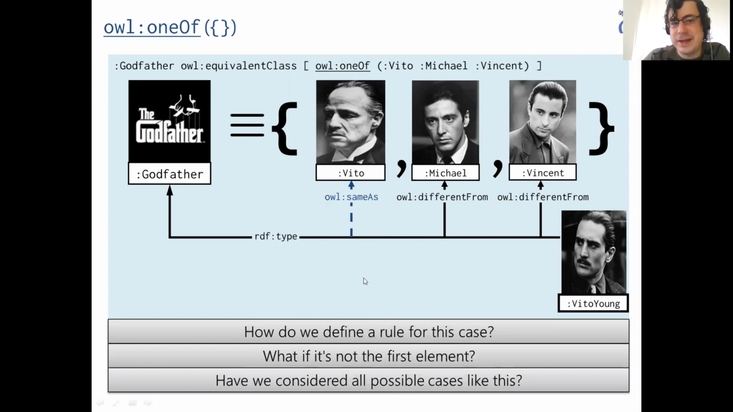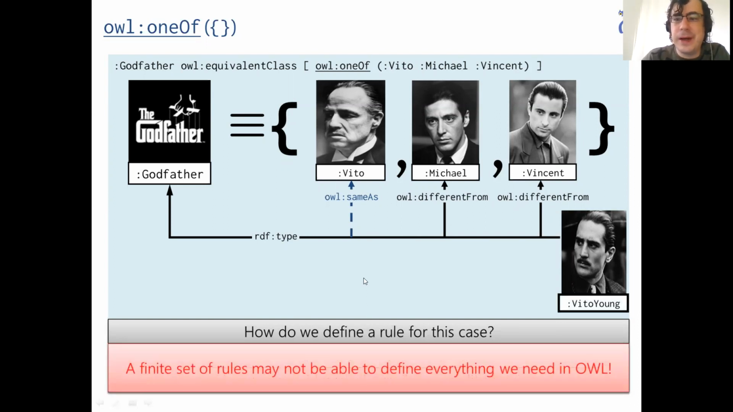And in general, we see that defining rules is a very limited way to handle this, especially when there are multiple possibilities, when there's what we call disjunction. So Vito Young is the same as Vito or Michael or Vincent. And when there can be existentials, which means that we know that something exists, but we don't have a name for it in the knowledge. So essentially, the conclusion here is that although rules would be an intuitive way to define, to axiomatize or build inference mechanisms for OWL, a finite set of rules may not be able to define everything we need for OWL.